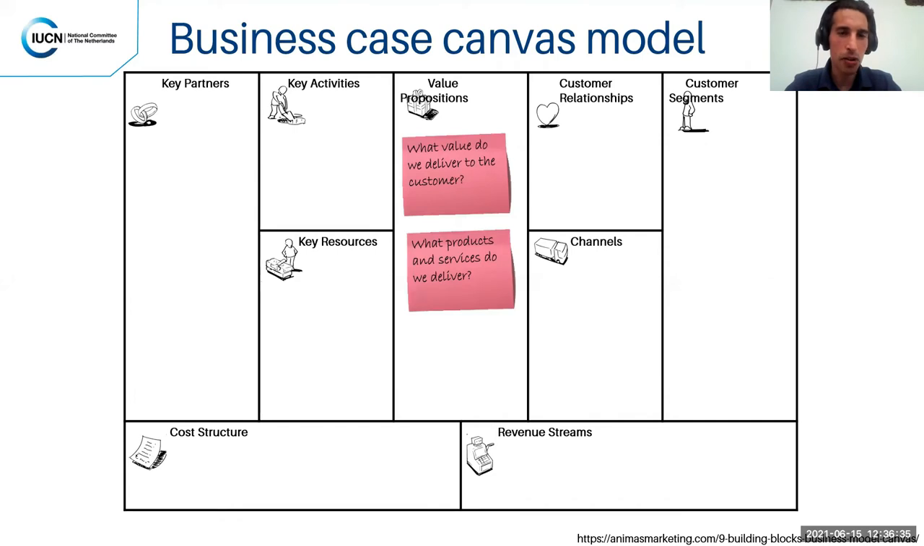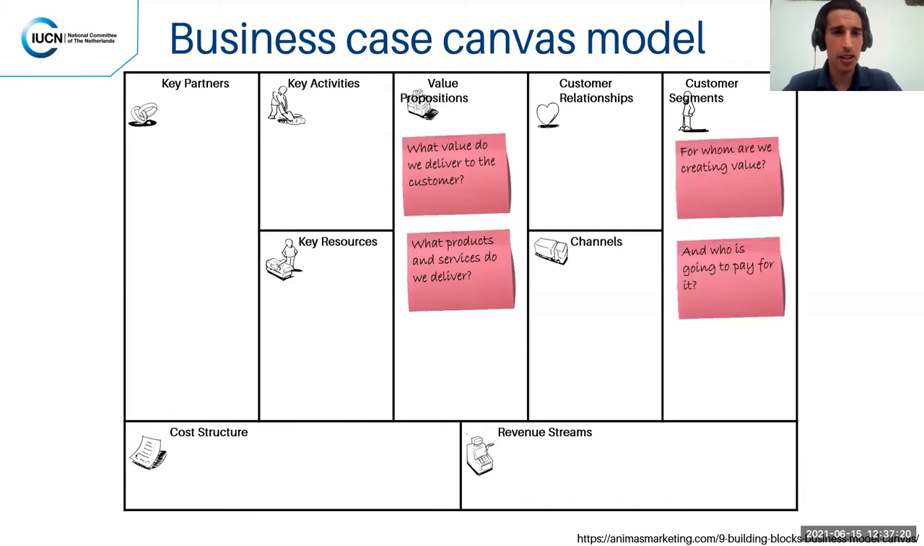The most important question to ask is basically, what value do you deliver to the customer? What product or service are you selling? That is your value proposition. So for instance, you're producing drought resistant maize. Drought resistant maize yields better than conventional maize. So if you're selling drought resistant maize, then that's your value proposition, because you need less inputs of water, for instance.